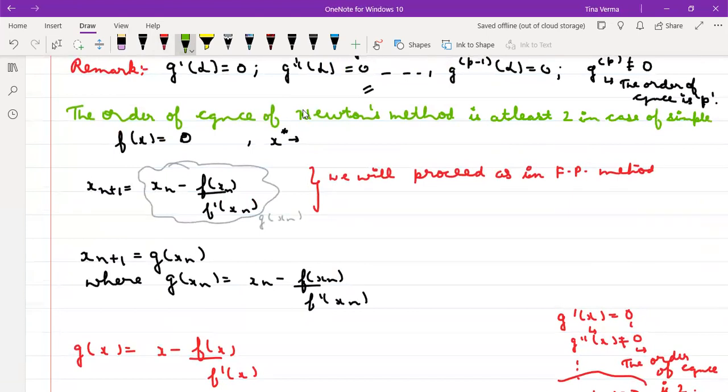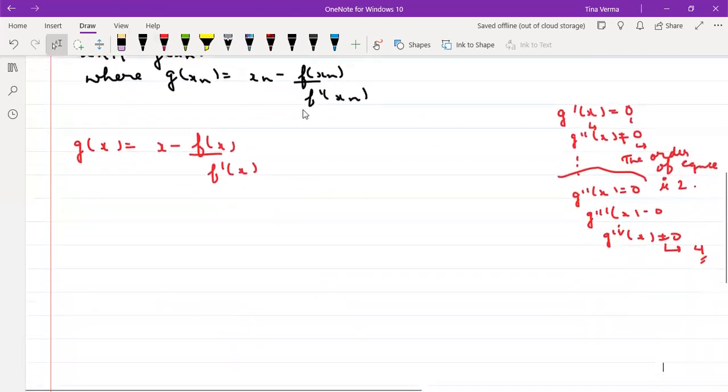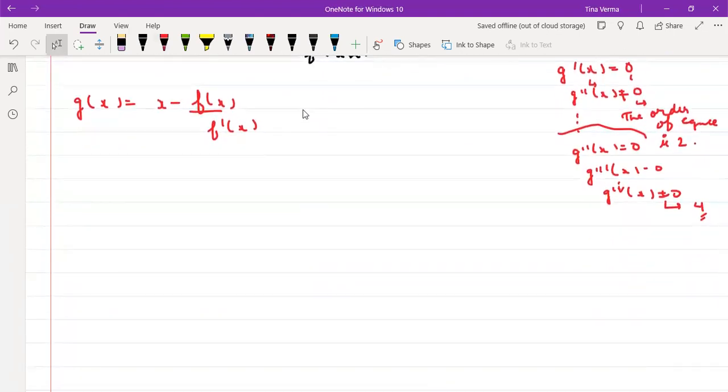Simple root means there is no multiple root, that there is no multiplicity, then we use this formula. So since we have g of x is equal to x minus f of x divided by f dash x, if I show that g dash x is coming out to be 0 and g double dash x is coming out to be non-zero, then I am done: the order of convergence is 2. So we will start.